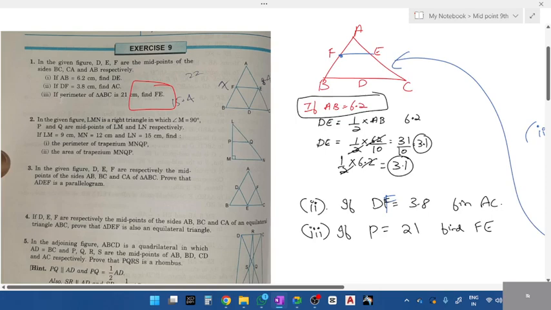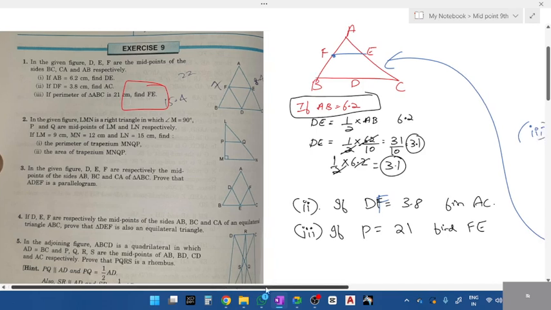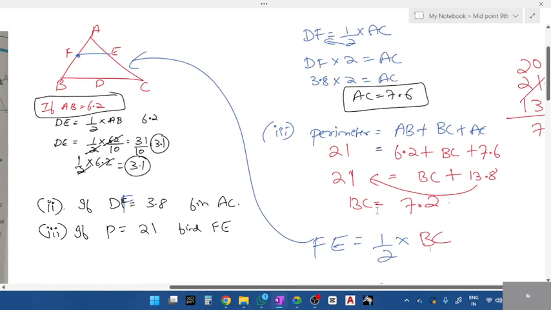Yeah, so it's a statement given. In maths, usually they won't give it like English literature. They won't give it in statements, they won't give lengthy answers. They'll give a small statement like this: if perimeter of ABC is 21. So make use of the perimeter formula, you'll get BC. Apply the midpoint formula, you'll get FE.